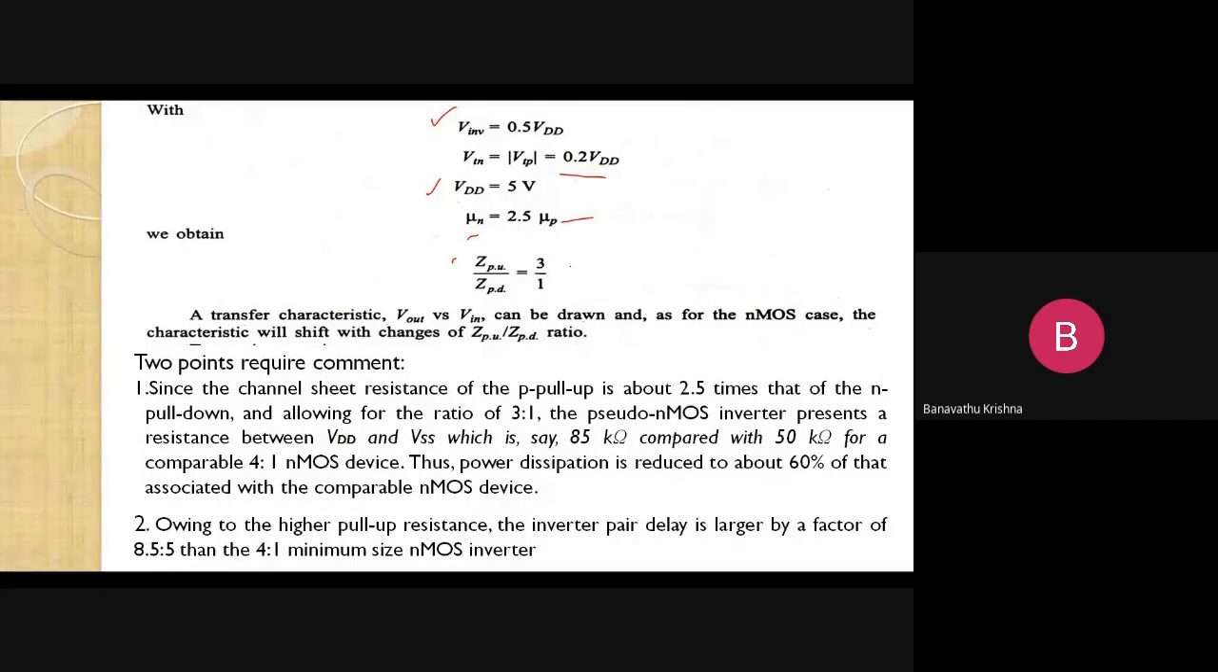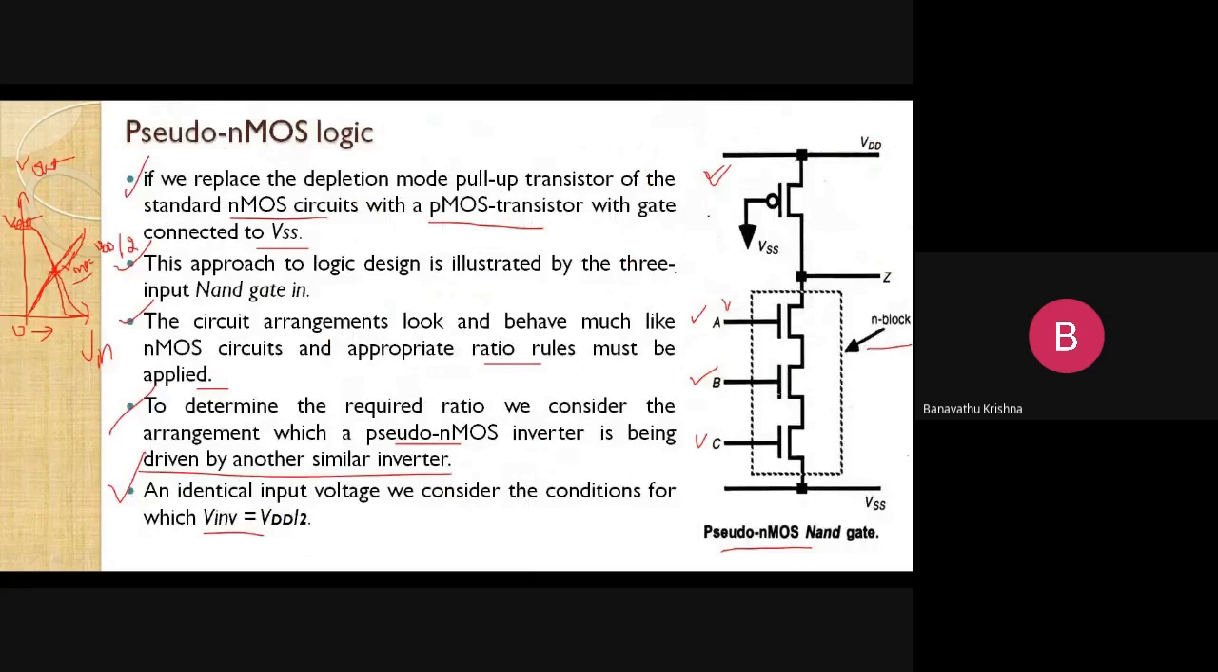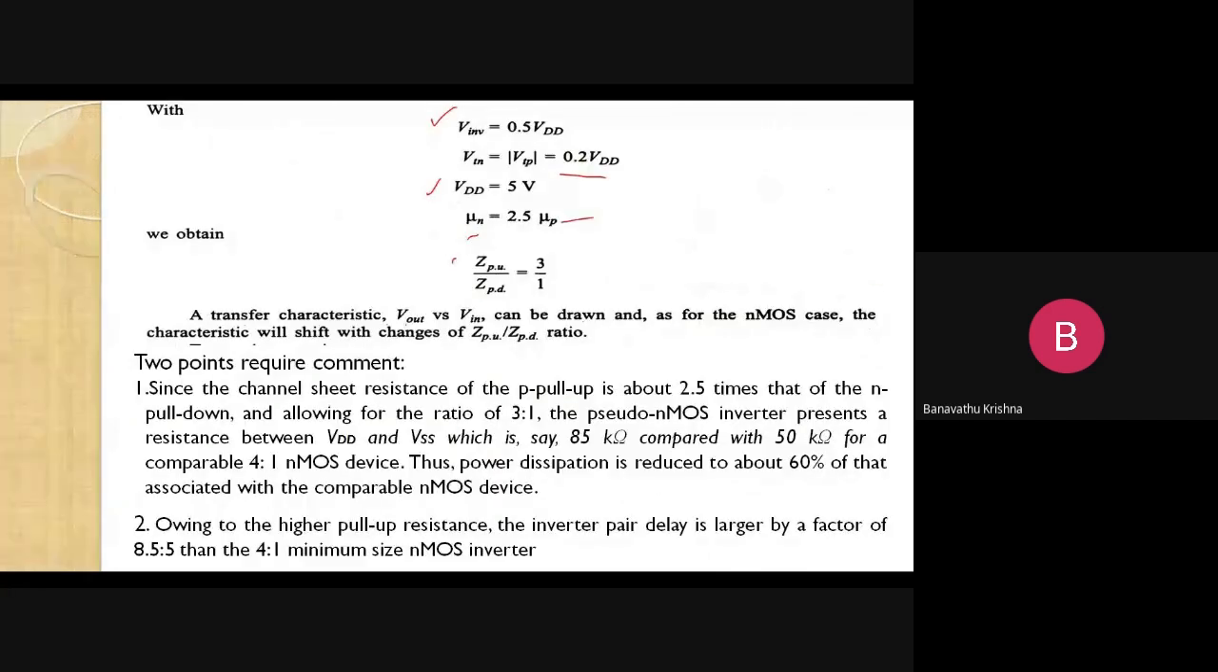But now we are going to see the new ratio here, that is Z pull up by Z pull down ratio, that is 3 by 1, nothing but 3:1. Okay, so this ratio is 3:1. This is the pull up to pull down ratio here, 3:1, here 1:1. Okay, here 1:1. Okay, here 3:1, right?